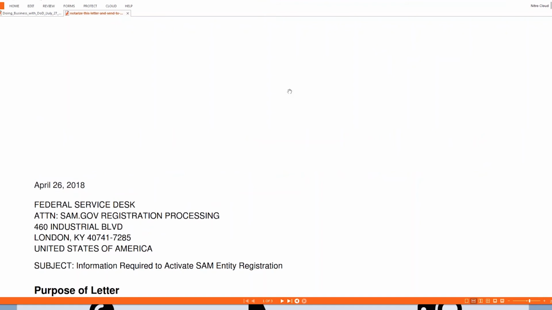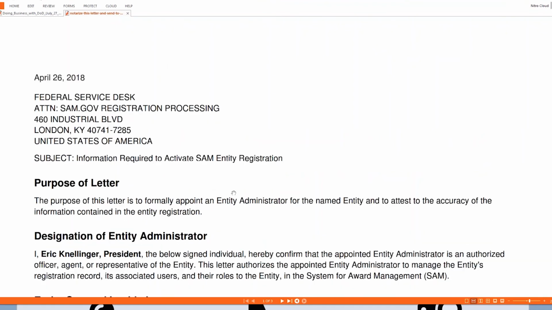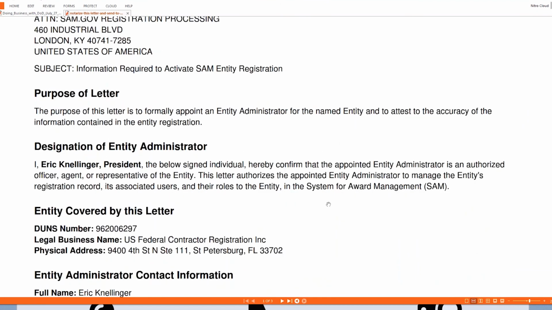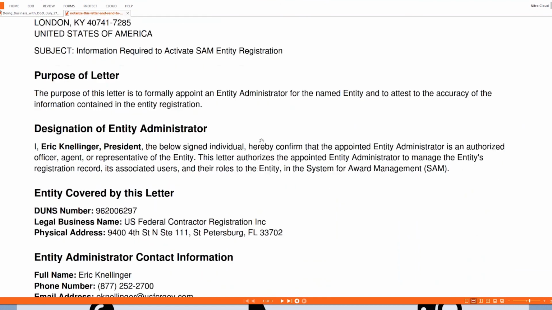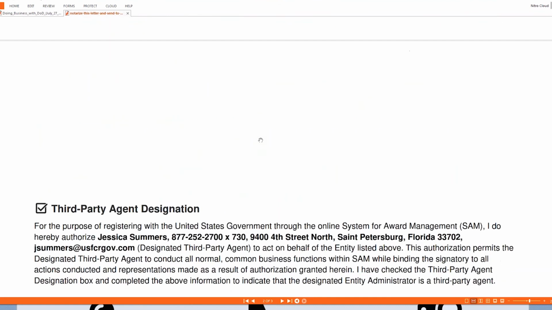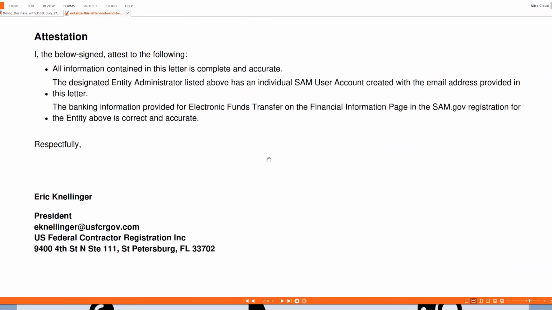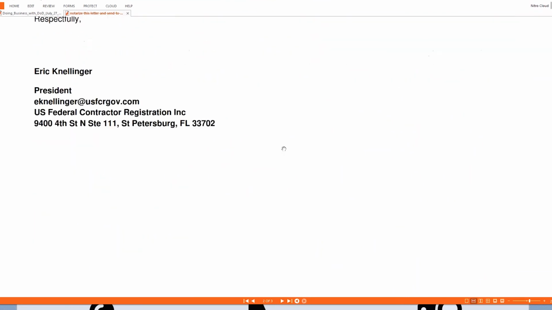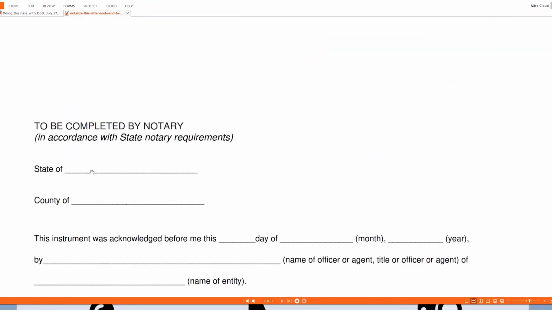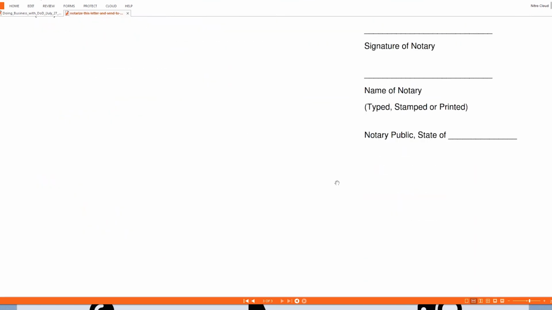This is an actual copy of the letter that we send out to the Federal Service Desk, to FSD, showing the notarized letter. So this would be notarized by the vendor. And this would state to the Federal Service Desk that we are a third party registering this registration for the vendor, and that we are certifying that the account number that is being used right here is officially the account number that's going to be on SAM.